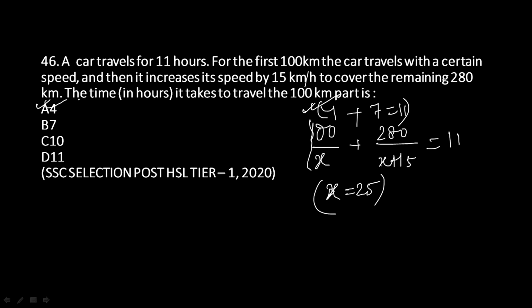Why? It says the time in hours it takes to travel the 100 km part. So the 100 km part is 100 by 25. It will be 4, right? 4 is the answer. I hope it is clear to you. Just you have to use your concept here. If you have any doubt regarding this question, you should ask. I'm moving to the next one now.